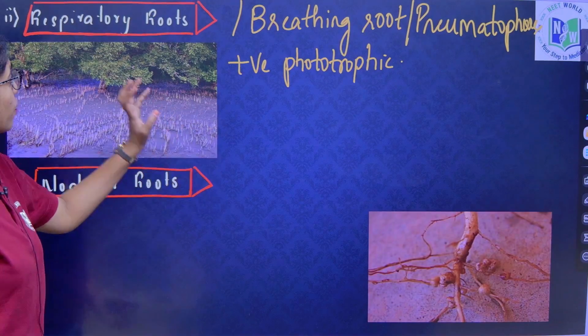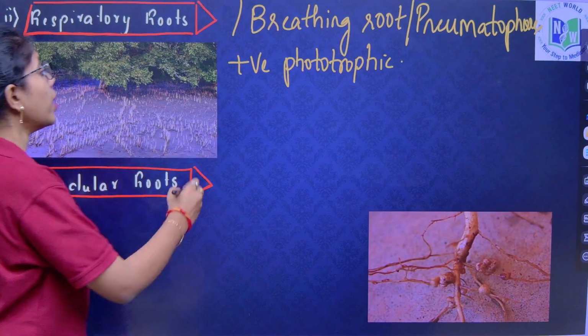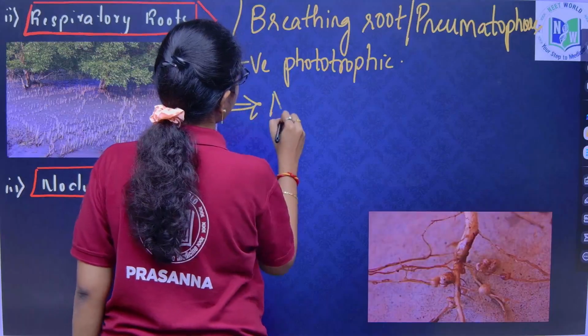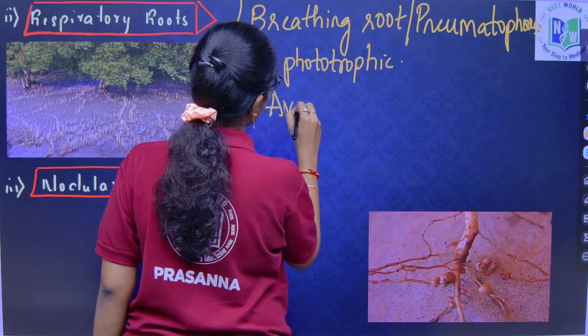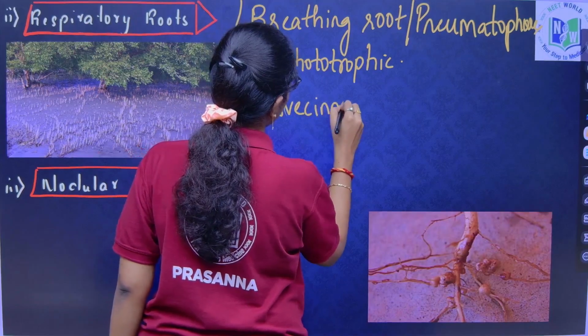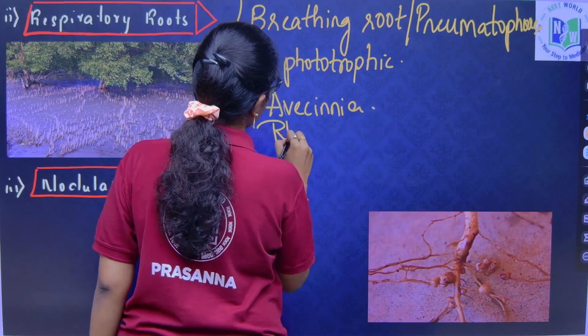Best examples for the respiratory root include what? Avicennia and Rhizophora.